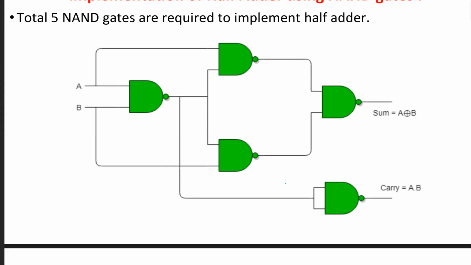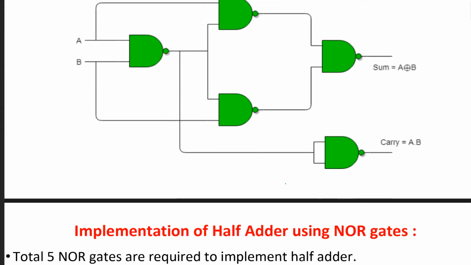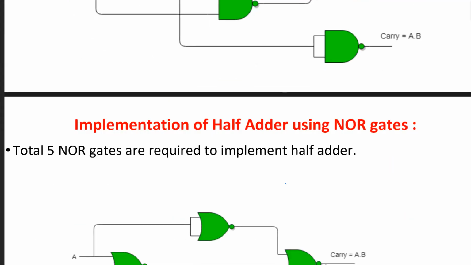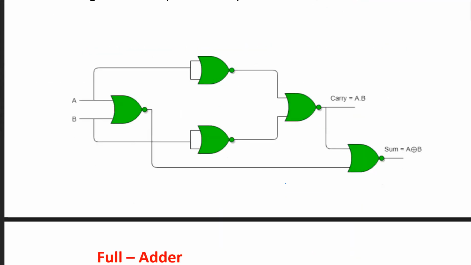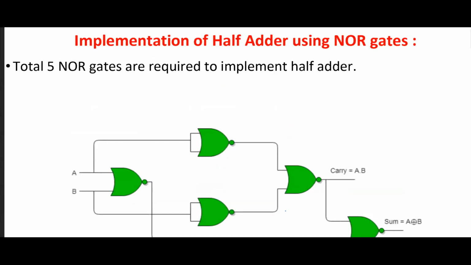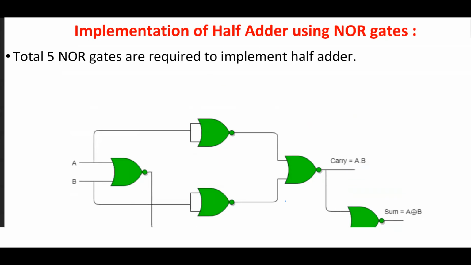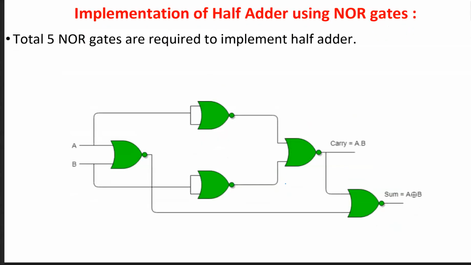Now, the same question they can give you: implement half adder using NOR gates. So here also the scenario is almost the same. I will require 5 NOR gates. So now you do it yourself. Give the numbering 1, 2, 3, 4, 5, and try to get the carry, try to get the sum.